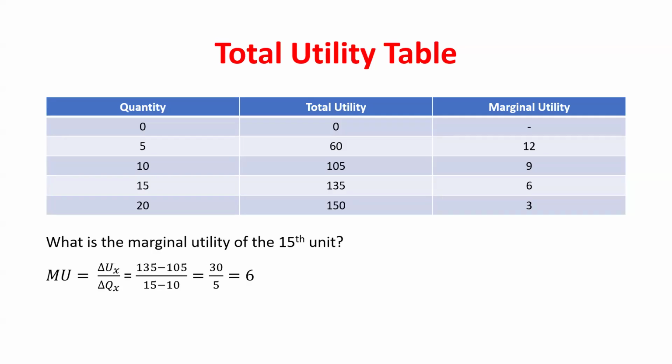What's the marginal utility of the next one? Going from 5 to 10, the change in total utility is 45, divided by my change in quantity of 5, that would give me 9. Change in the quantity going from 10 to 15, change in total utility is 30. Change in the quantity is 5. 30 over 5, 6, so on and so forth.